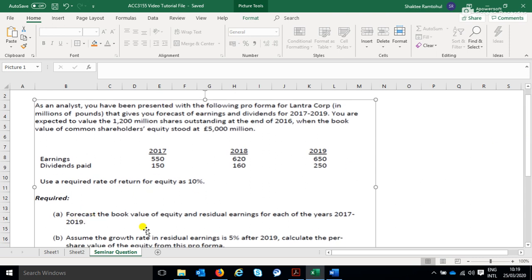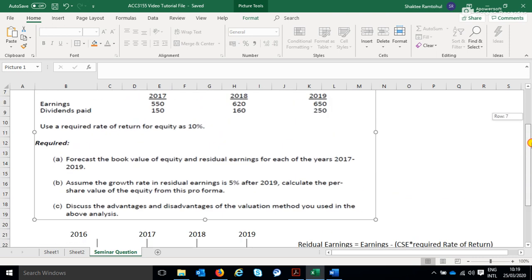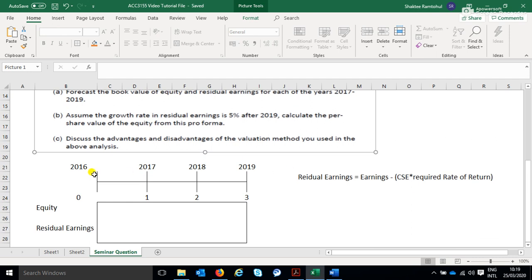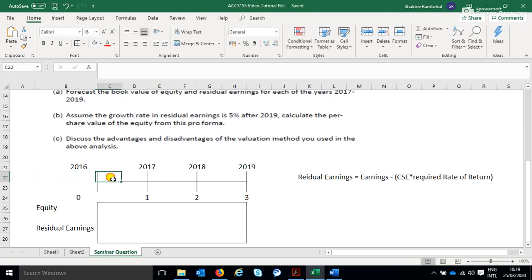We're told to forecast the book value of equity and residual earnings for each of the years 2017 to 2019. If you are stuck with what exactly residual earnings is, you can go back to lecture 1 and lecture 2. But moving on, what I like to do is begin by drawing a timeline. When it comes to the years 2016, 2017, 2018, 2019, I like to work out where we are standing.